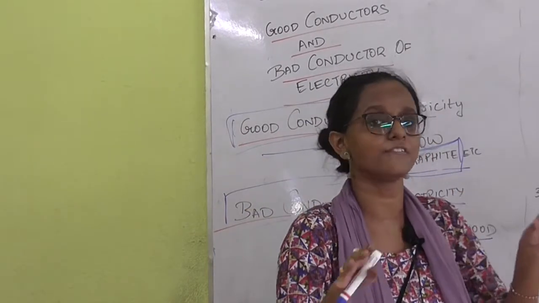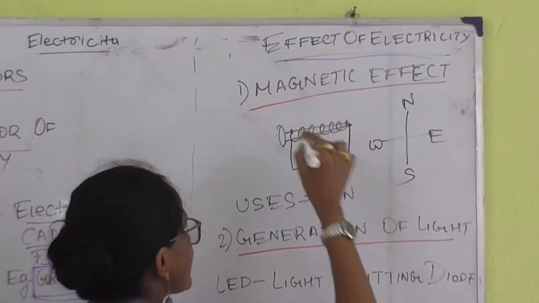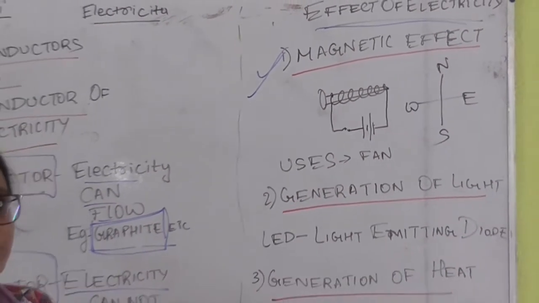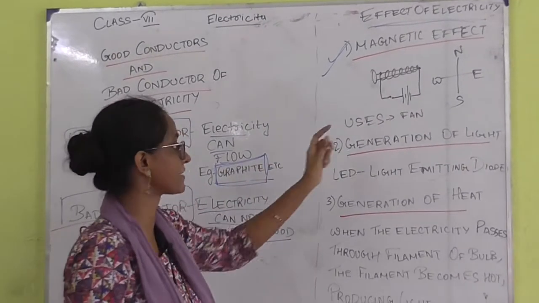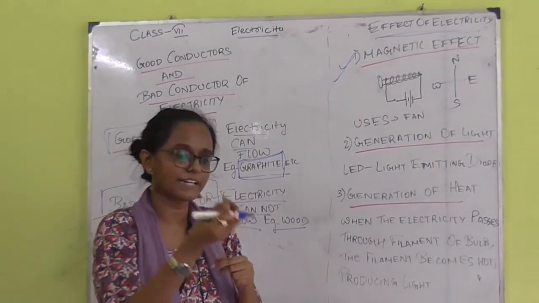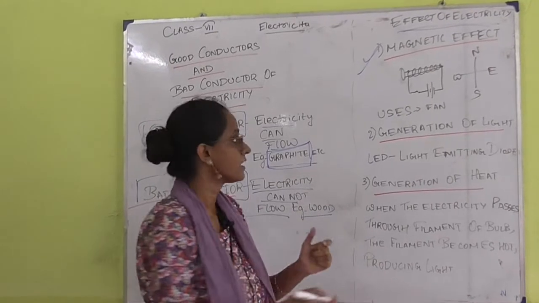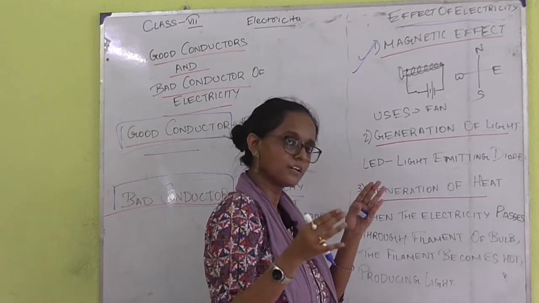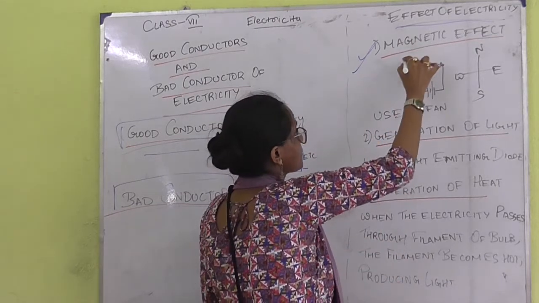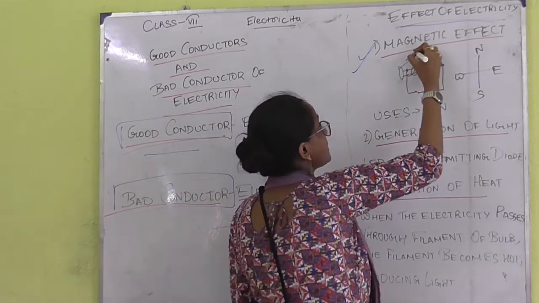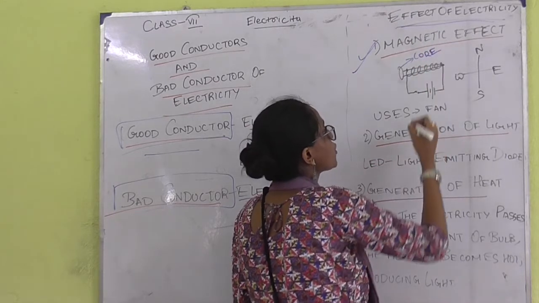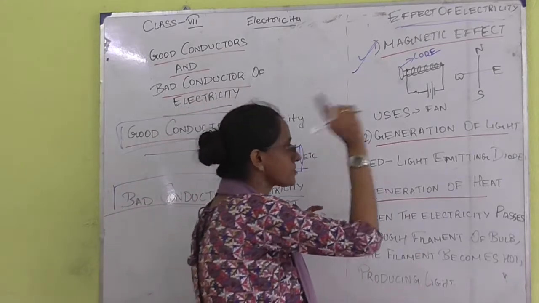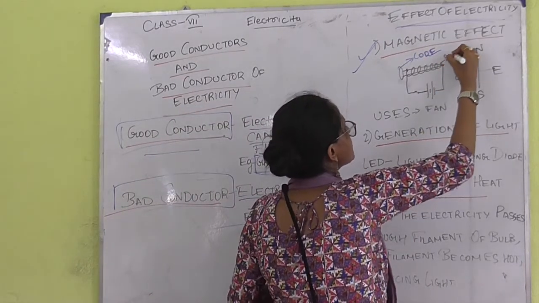What are the effects of electricity? Now, first is the magnetic effect. If you know about the electromagnet, you will know what happens in an electromagnet. In an electromagnet, electricity is passed through soft iron. This is the wire, it is passed through the soft iron. Okay, this is the soft iron rod. So the soft iron rod is considered as a core, and the wire which is wound around the soft iron is considered as a solenoid.